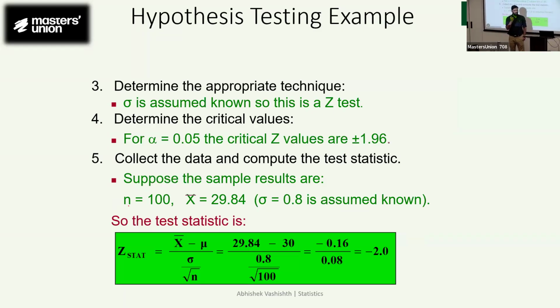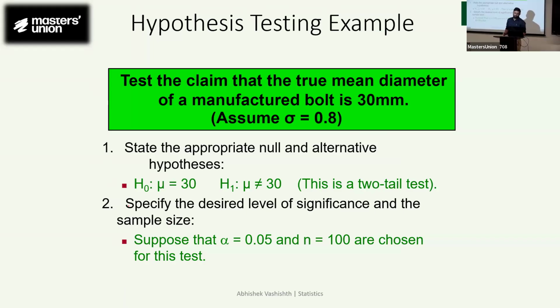Possible? Yes. आपने 100 बोल्ट लिए, उनका एवरेज 29.84 आ गया. Also, you are told that the sigma value is 0.8. The company knows, इधर ही लिखा हुआ है, assume sigma is 0.8. The company knows historically that the population standard deviation has been around 0.8. Now you have to test whether this is true or not. How do you do it?